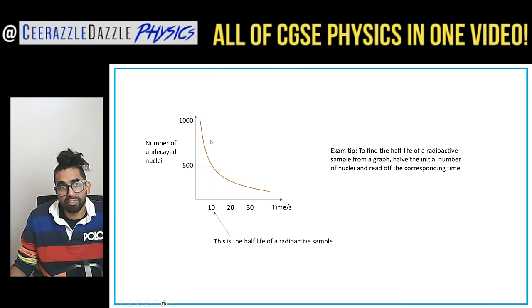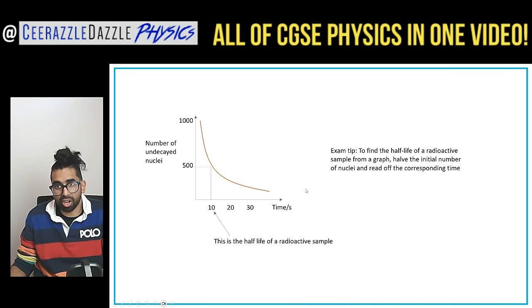So to work out the half-life, first of all, the initial amount is 1,000. You simply look at where 500 is and read off the graph over here. So the time taken for the nuclei to drop to half of its initial amount, from 1,000 to 500, is only going to be 10 seconds for this radioactive sample. Make sure you draw that on the graph over there.